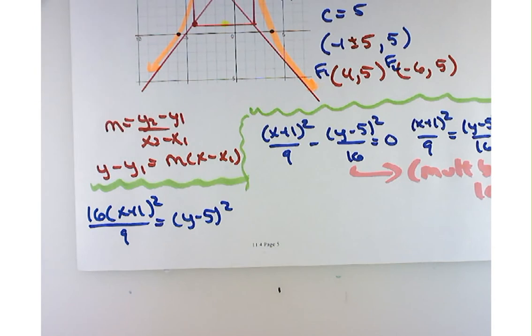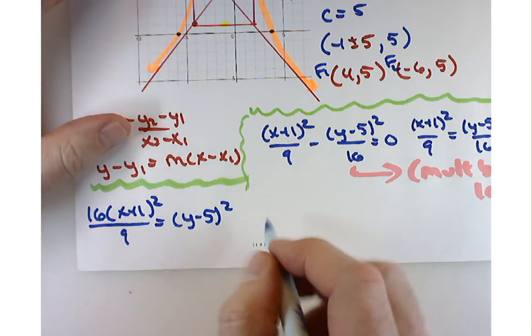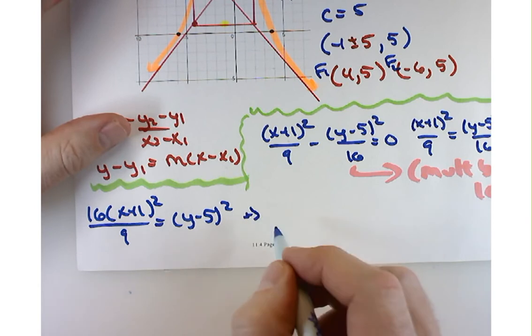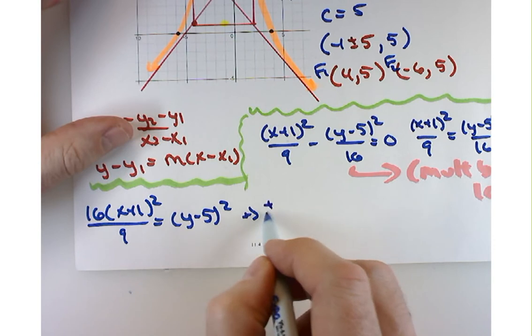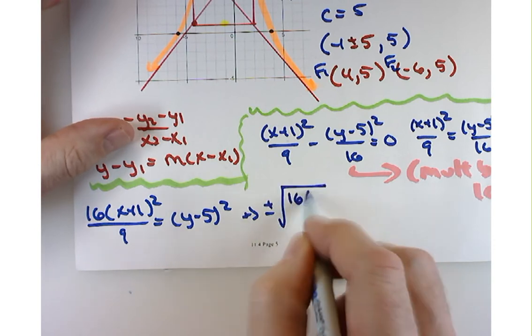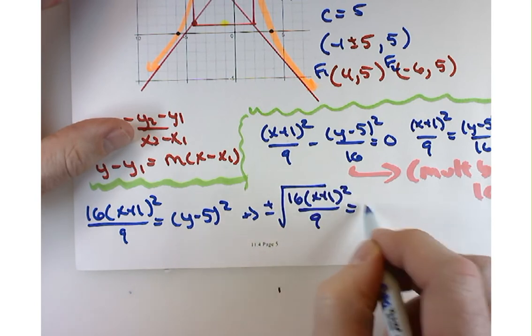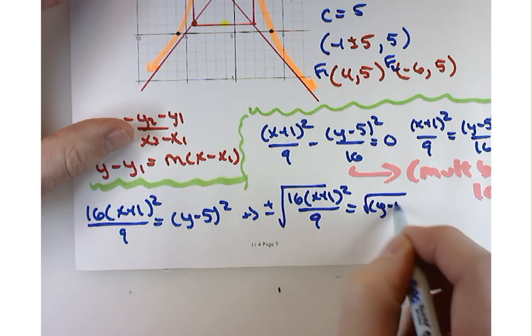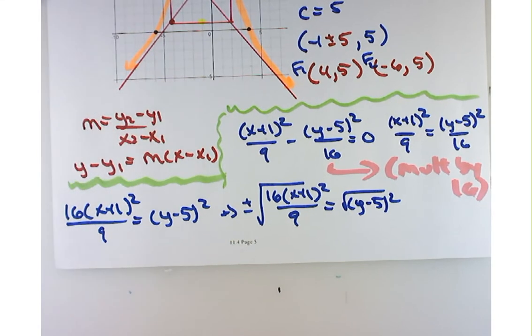In fact, now what I want to do is take the square root of both sides. So the next step: if I take the square root, on the left-hand side I've got to take plus or minus. Plus or minus the square root of 16 times (x plus 1) squared over 9 equals the square root of (y minus 5) squared. And you know what, I'm going to just move on to a different page because I don't want to try and cram all this in.